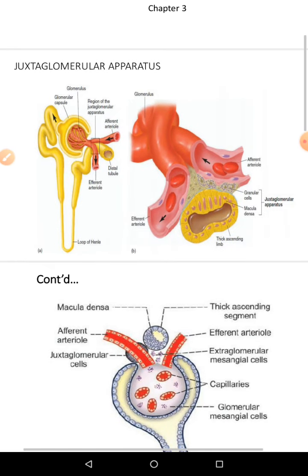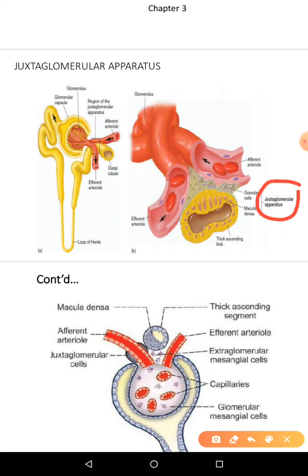Okay, let me zoom a bit. First of all, the juxtaglomerular apparatus is made up of three types of cells. There are the granular cells, which are also called extramesangial cells, and there are macula densa cells, which have no other name. And then the other ones, we call them the JG cells.